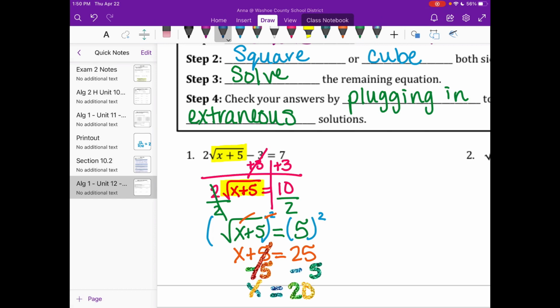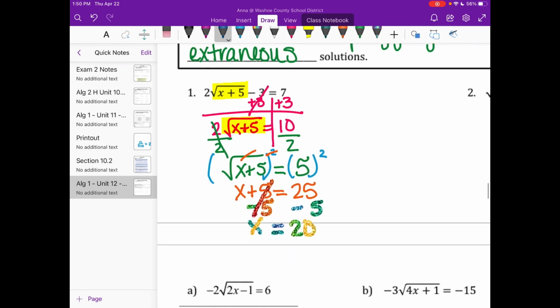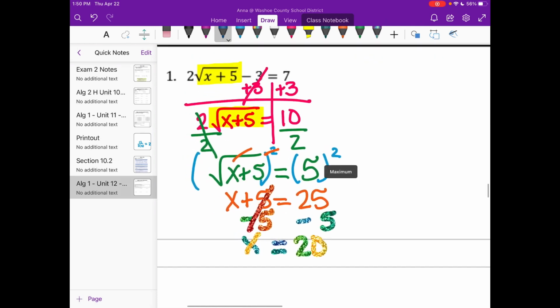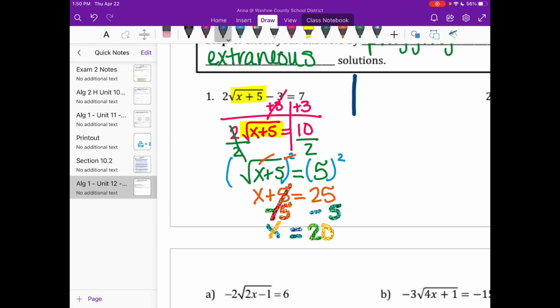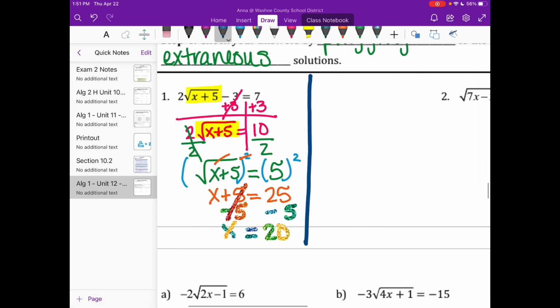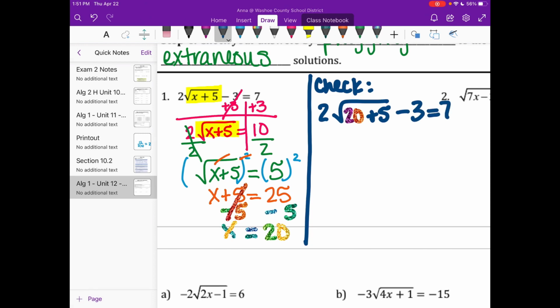Now, we did say in our extra step, we should probably check our answers by plugging them in to see if we have any extraneous solutions. If something's extraneous, it makes my equation not true. So we got to make sure we got the right answer and it makes everything true. So wherever there's an x, I'm going to plug in 20. So this is my check. 2 radical. Look, I got an x, so let's put a 20 in with our rainbow pen. Plus 5 minus 3 equals 7.